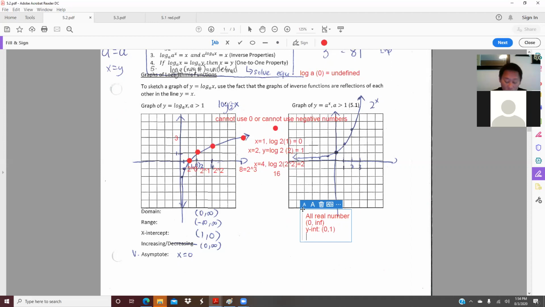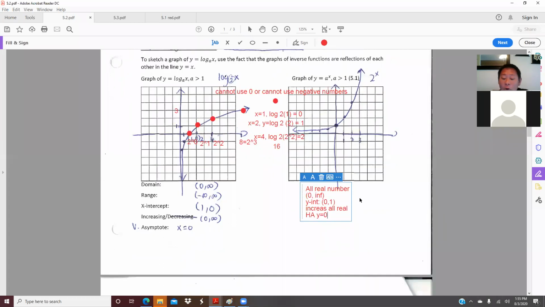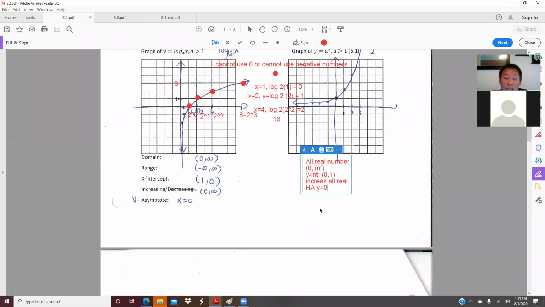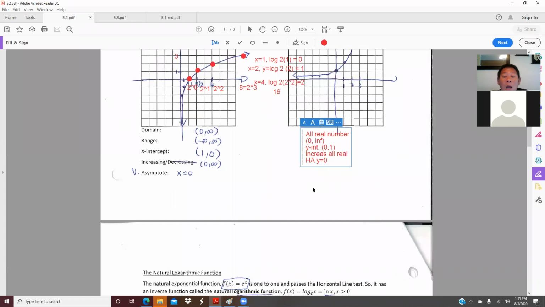This function is also increasing for all real numbers. Okay, it's increasing in all real numbers, and it does not have a vertical asymptote, it has a horizontal asymptote at y equals 0. So what happens here is that your log function has a vertical asymptote of x equals 0, but your exponential has a horizontal asymptote of y equals 0. So that's the meaning of those.